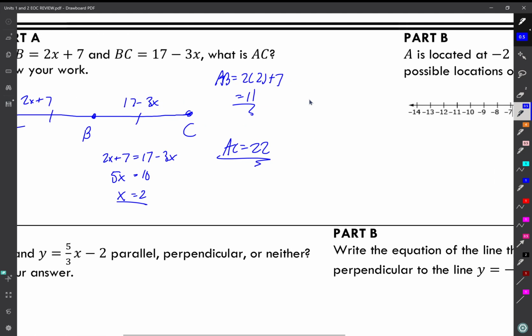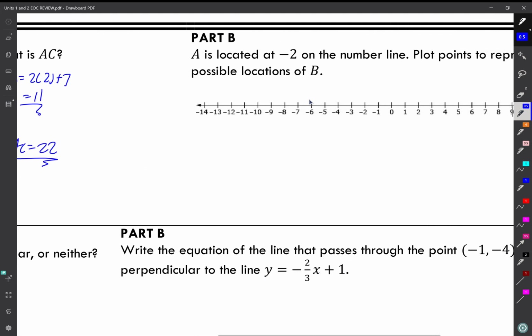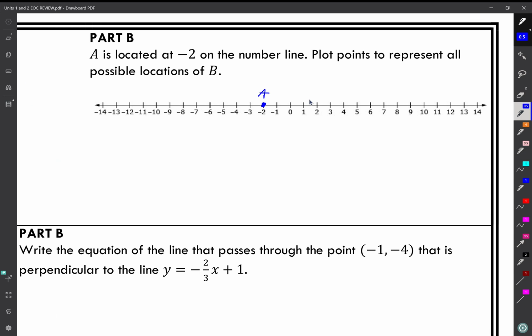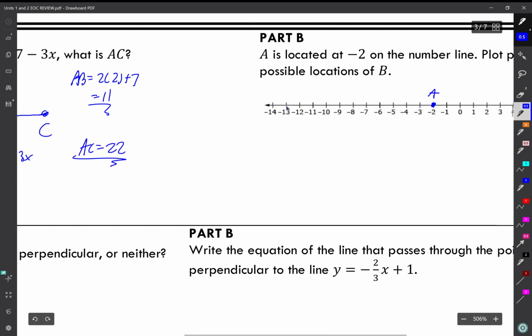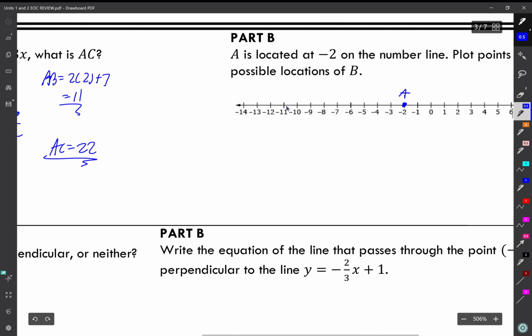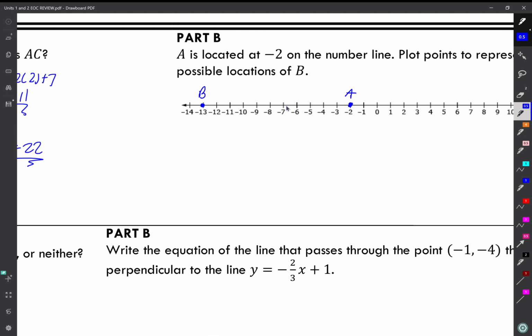Okay. Next, A is located at negative 2 on the number line. Now, we want to plot points that represent all possible locations of B. So I know that B is 11 away from negative 2. So if I go 11 this way, I'm at negative 13. So B could be right there. Or B could be this way. Go 11, you're at 9. So my answers for this one would be either negative 13 or 9.